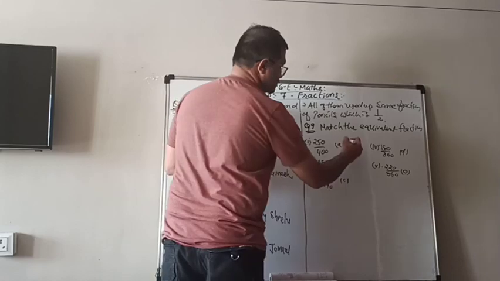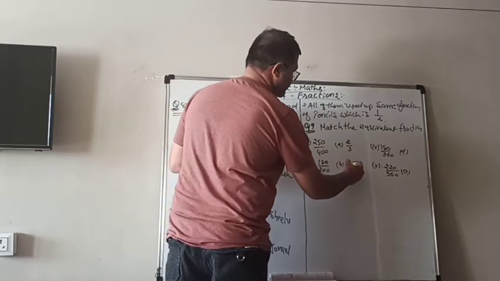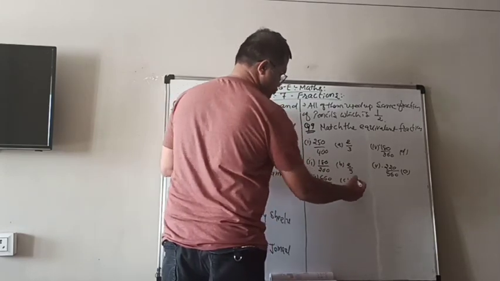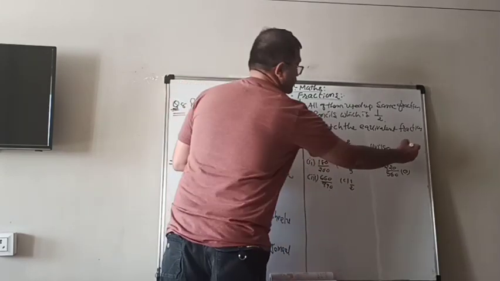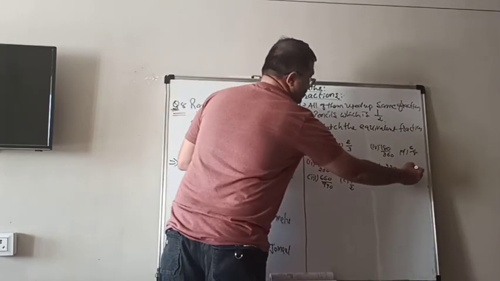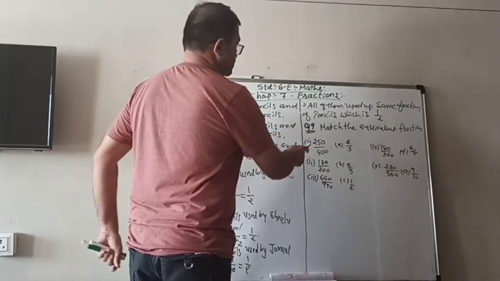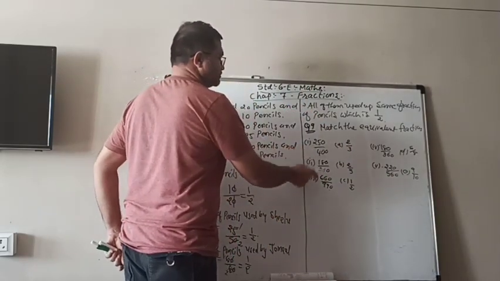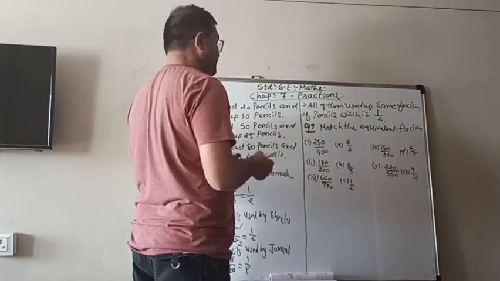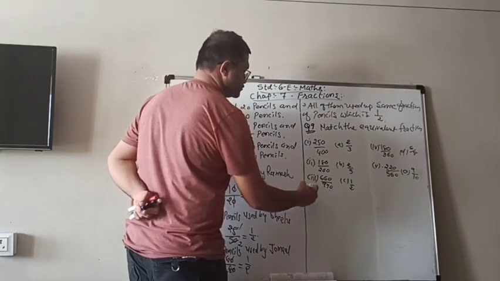And here in the second column also A, B, C, D, E are given. In A, 2 by 3, then 2 by 5, then 1 by 2, 5 upon 8, and 9 upon 10. So what will we do? We will simplify them and then write down the right answer from the next column.